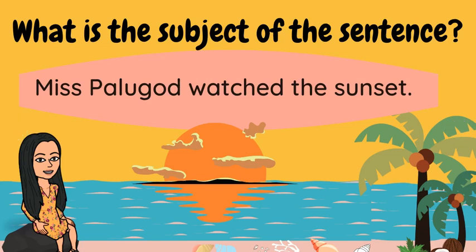Let's look at this next sentence. Miss Pulagood watched the sunset. As I look at this sentence, I can figure out what the subject of the sentence is by thinking about who or what this sentence is about. I can also figure out the subject of the sentence by looking at the beginning of the sentence. The subject of the sentence is Miss Pulagood. That's who the sentence is about, and it's also at the beginning of the sentence.